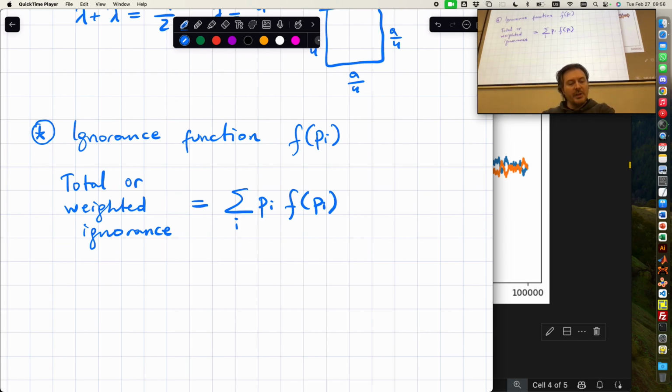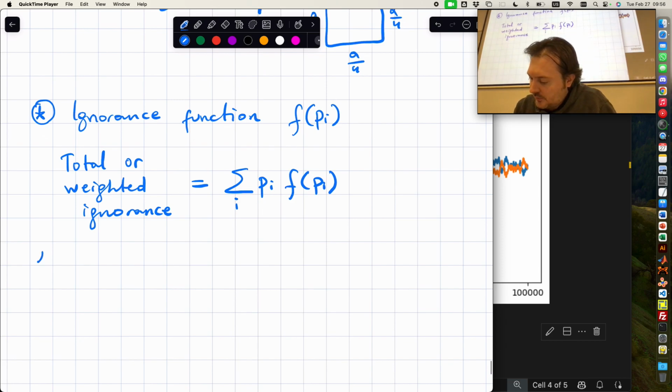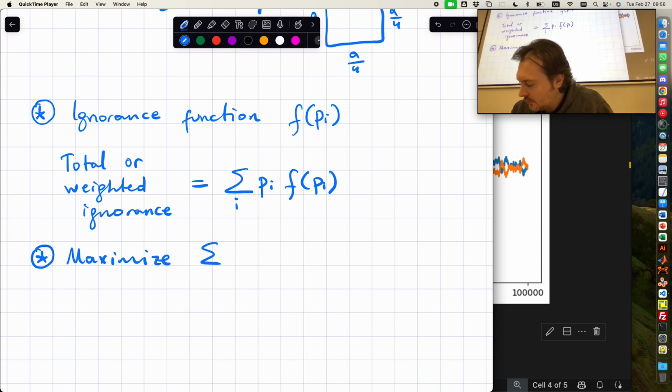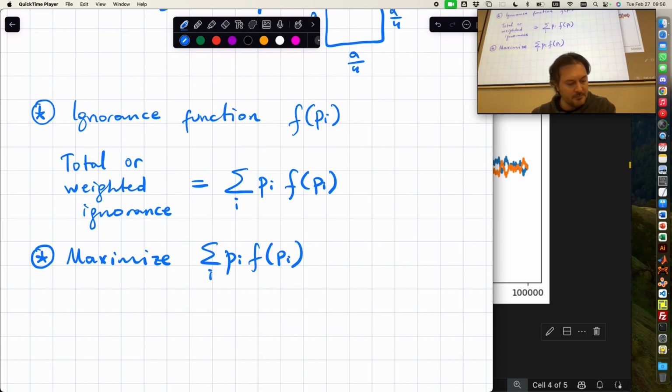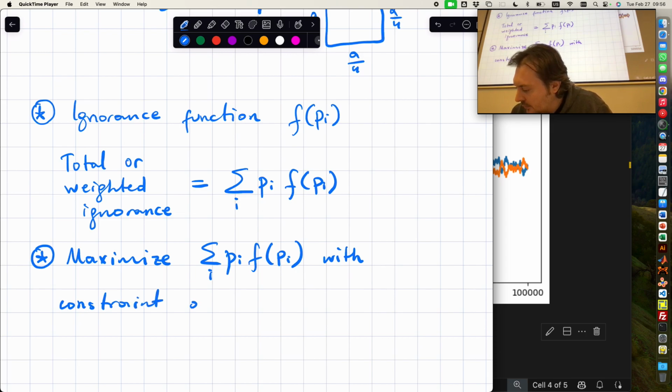Now, what I want to do is maximize this one, okay, with a constraint. What should be the constraint here? Yes, the sum of the probabilities is 1, right? This is our constraint.